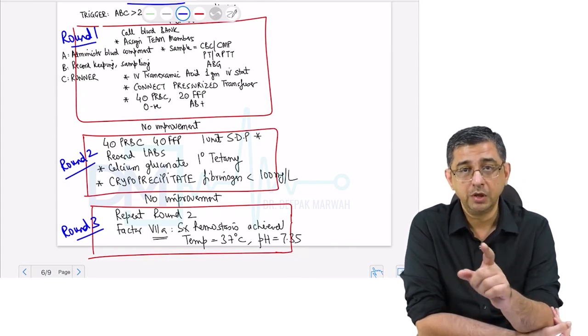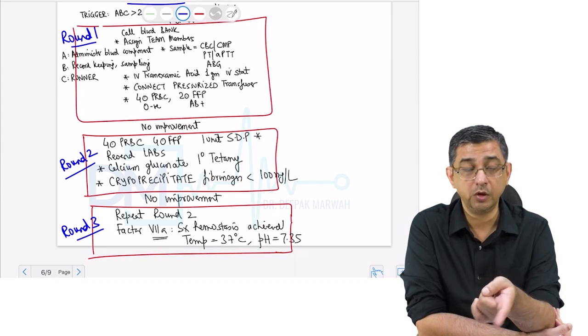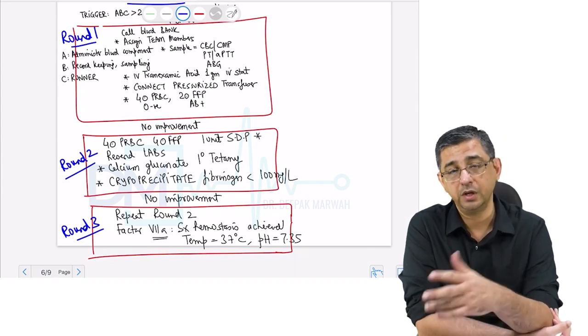trauma. You see, trauma can induce coagulopathy. Blood transfusion can also contribute to coagulopathy. But when you give blood components, then they can trigger a transfusion-related acute lung injury also.